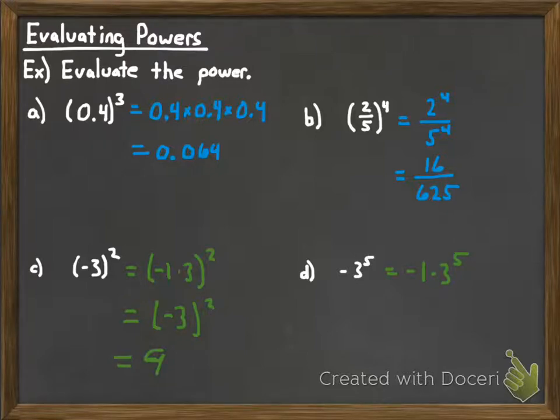All right, let me change that to a 2 as well, that exponent, by the way. Just so you can see the difference in these problems a little better. Now here what we're going to do is we're going to go ahead and square the 3. So we'll have negative 1 times 9.